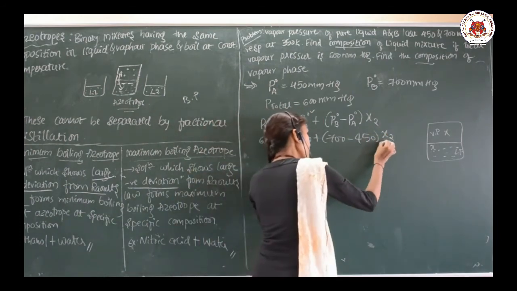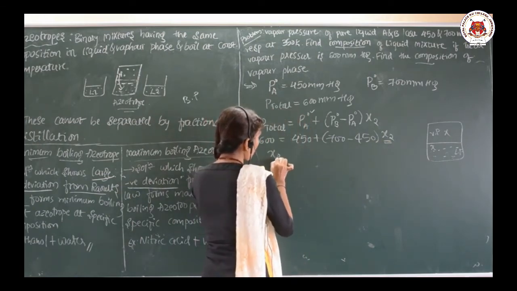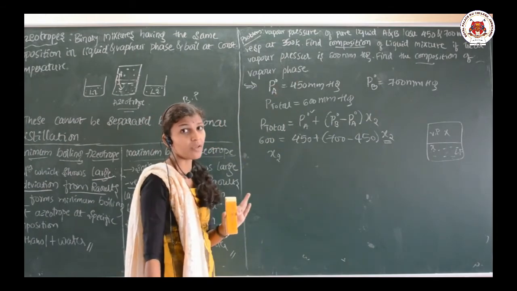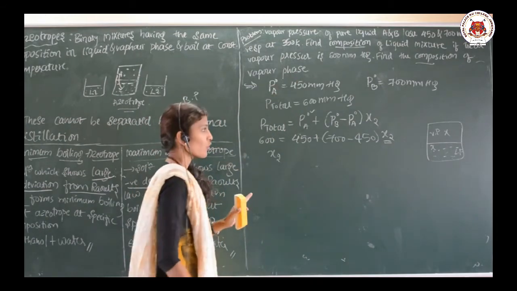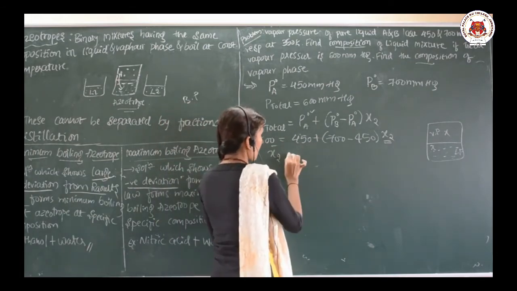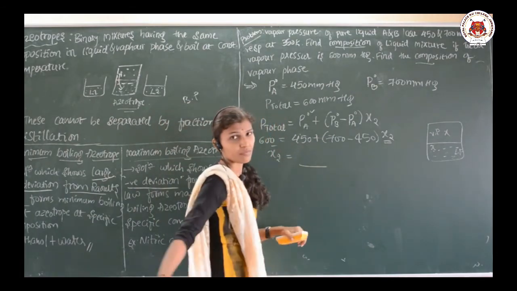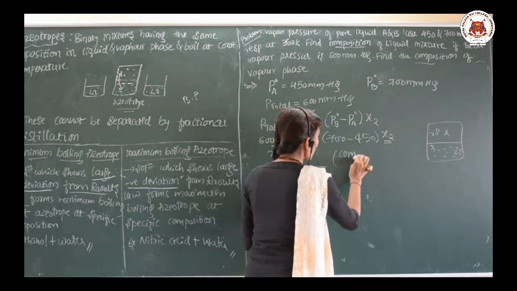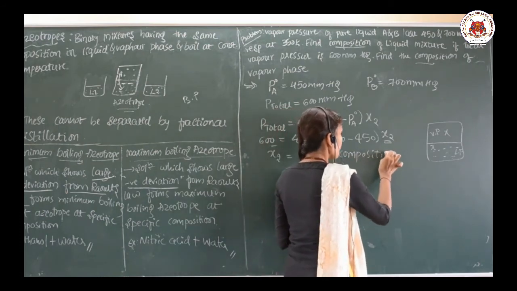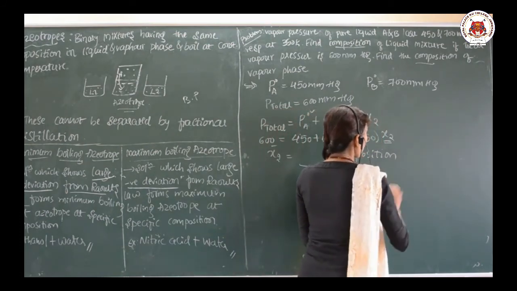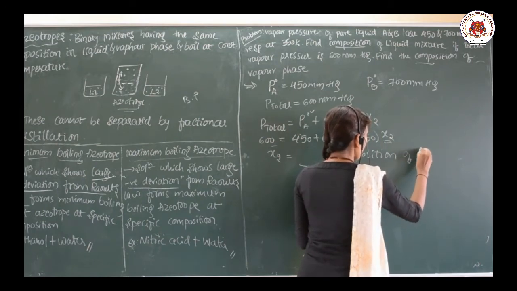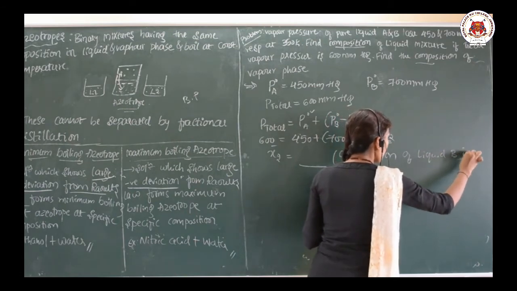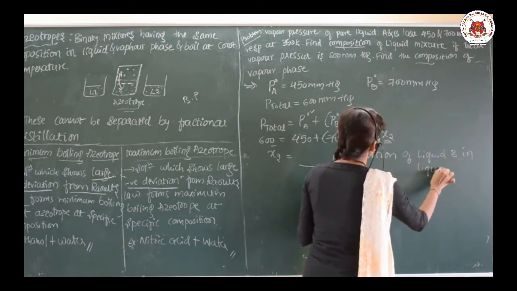So here X2 is nothing but the mole fraction of the component 2, that is the liquid B in the liquid phase. So you simplify all this and you are going to get the value of the X2. So this X2 is nothing but the composition of liquid B in liquid phase.